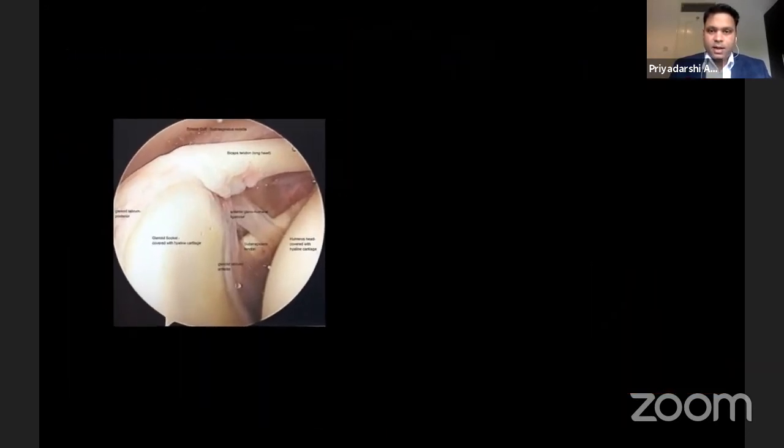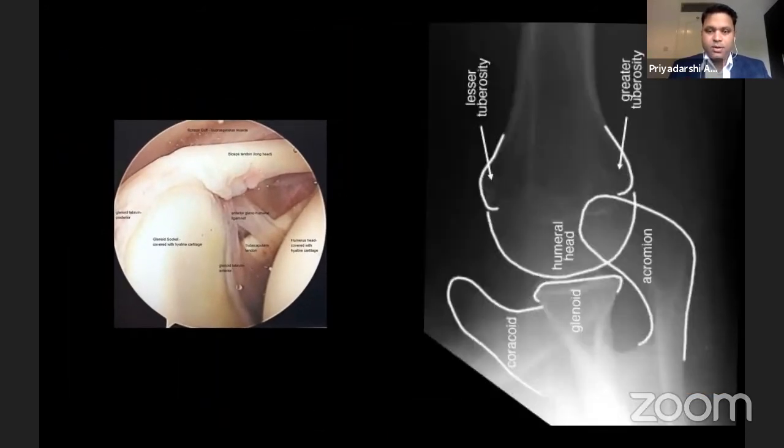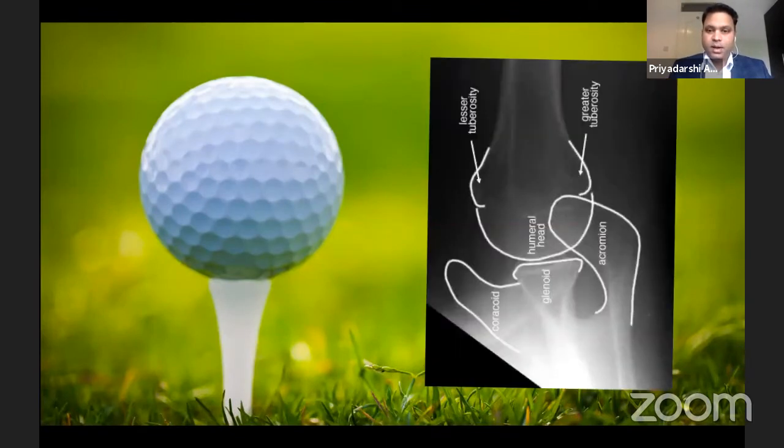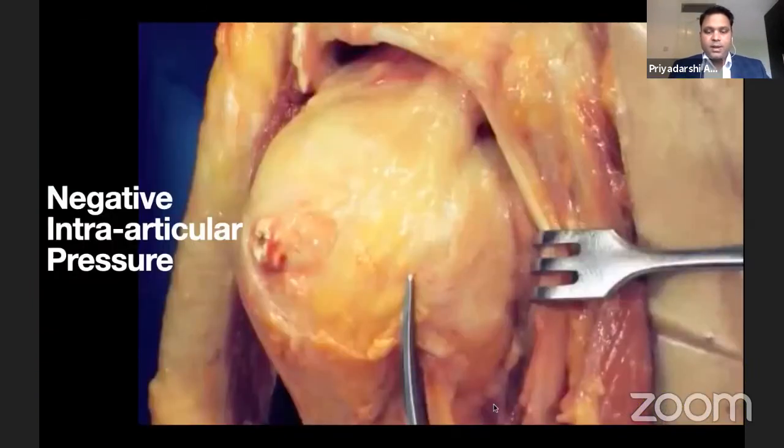Let's go to intra-articular anatomy. As we have seen, it's a ball and socket joint. It's formed between the glenoid and humeral head, but this articulation is inherently unstable, a very good analogy being the golf ball and tee model. A large ball rests on a very small surface area of glenoid. As we have heard earlier, it's the soft tissue constraints which stabilize the shoulder joint. However, we cannot underestimate the effect of negative intra-articular pressure, which gives a cavity compression effect in the shoulder joint.